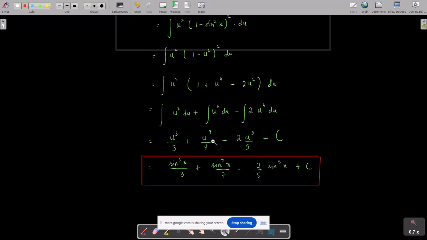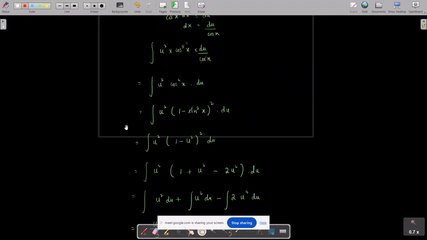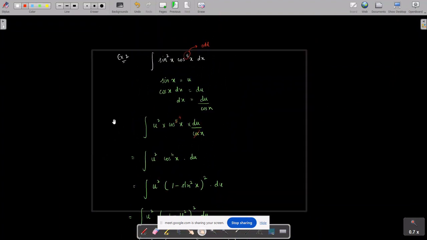So this is about integrals involving exponents of sine multiplied by exponent of cosine. Now we are going to look at the integrals which will involve the product of tangent and secant. So let's say we have integrals of this form.